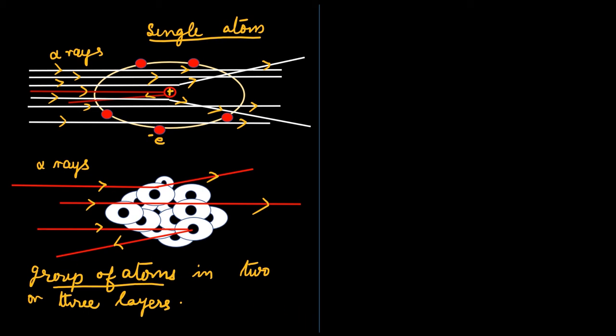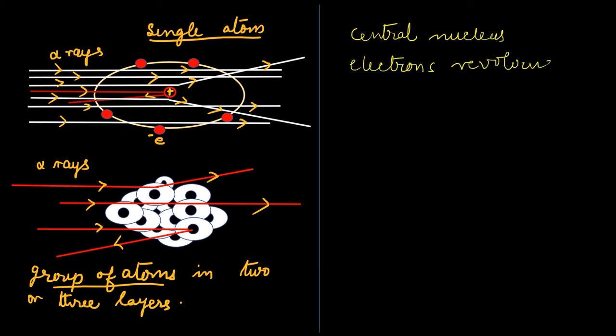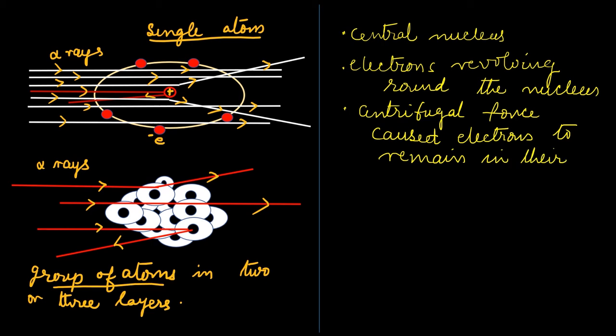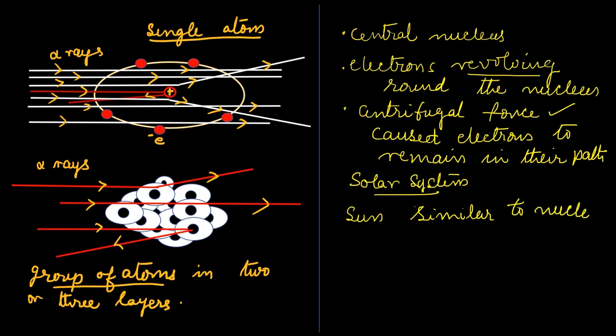So, according to his model, the atom consists of the central nucleus, electrons revolving around it. That is, electrons are not stationary. The centrifugal force due to the circular motion of the electrons helped the electrons to remain in their path and not collapse with the nucleus. So this model resembled the planetary system or the solar system, sun similar to nucleus and electrons similar to planets. Just as the planets go round the sun, the electrons go round the nucleus.